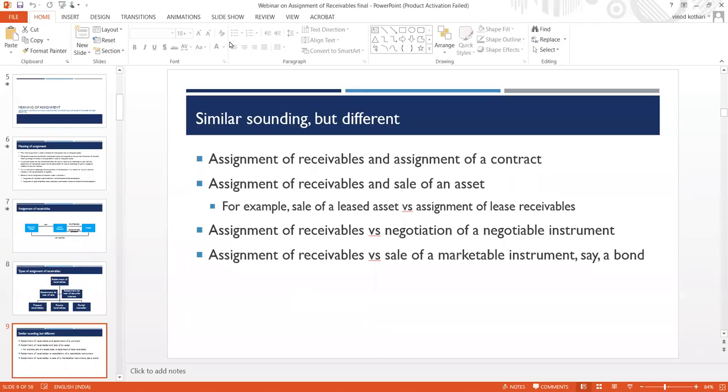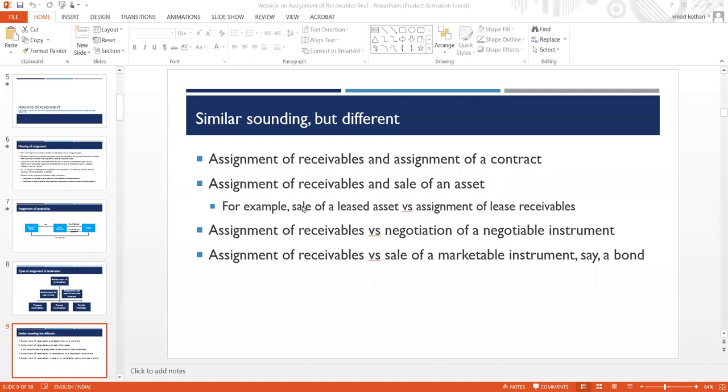Assignment of receivables versus negotiation of a negotiable instrument. Now that's a very common concept once again. For example, a bill of exchange is a negotiable instrument. A promissory note is a negotiable instrument. So if you're transferring a bill of exchange, you're transferring a negotiable instrument. That is transfer or endorsement of an NI. That's not sale of a receivable or assignment of receivable once again.